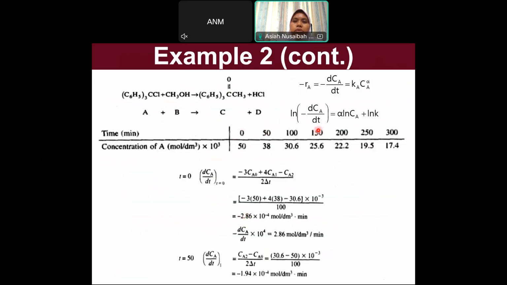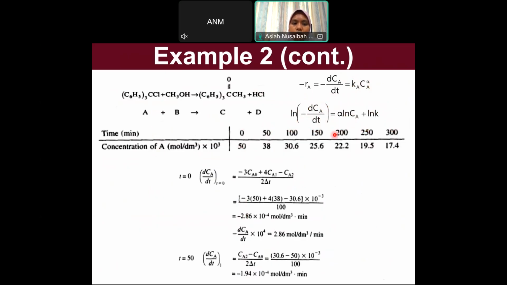Okay, so what do we do? Remember, in the end, our target is to write the rate law because we're going to find K and also alpha. We have to linearize the equation into this form. This is for steps 4 and 5 later. So first, we're going to find the value of dCA over dt, and then we have to change into minus form. Then we complete this equation.